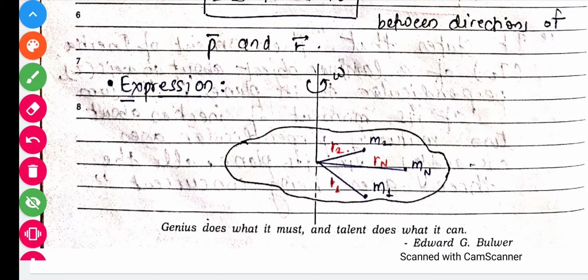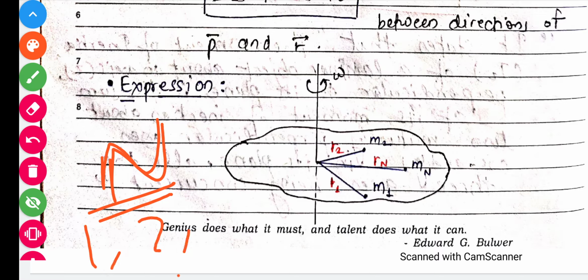For the theoretical assumption, to be correct in theoretical form, we consider this body which is rotating about this axis. That body consists of so many particles. In general terms, we write them as n number of particles, starting from the first particle, second particle, third particle, and so on.